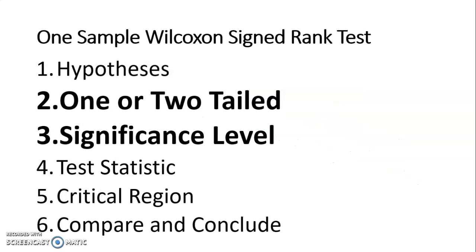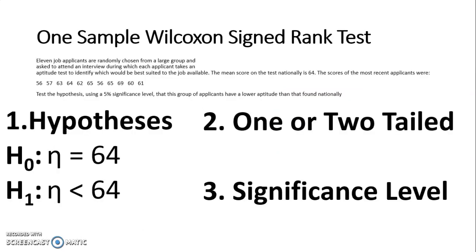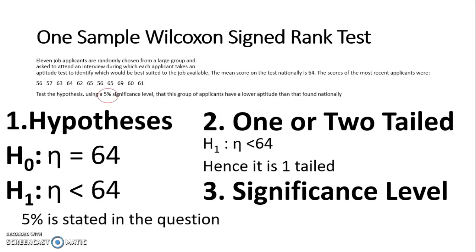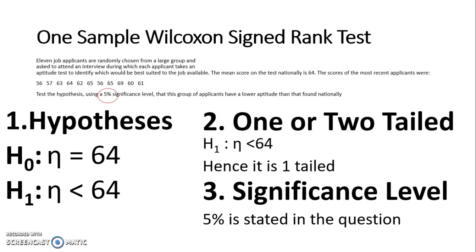Then we need to look if it's one or two-tailed and state the significance level. So whilst writing both of these down doesn't actually get you any marks for the hypothesis test, it will help you later on in the question when we're identifying the critical region. So I need to look at my H1, and for this one it is eta is less than 64. Because I'm only looking at the lower tail, or the lower end of this data, it is a one-tailed test. It states in the question that this is a 5% significance level, and if it doesn't tell you in the question, we must always assume it is 5%.